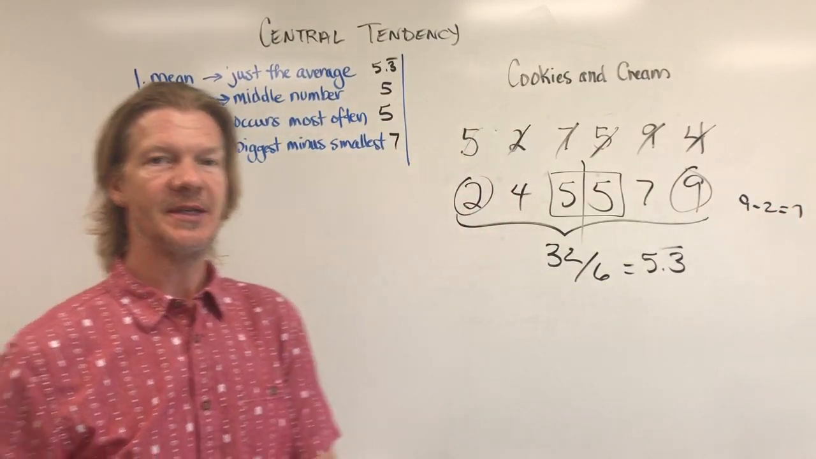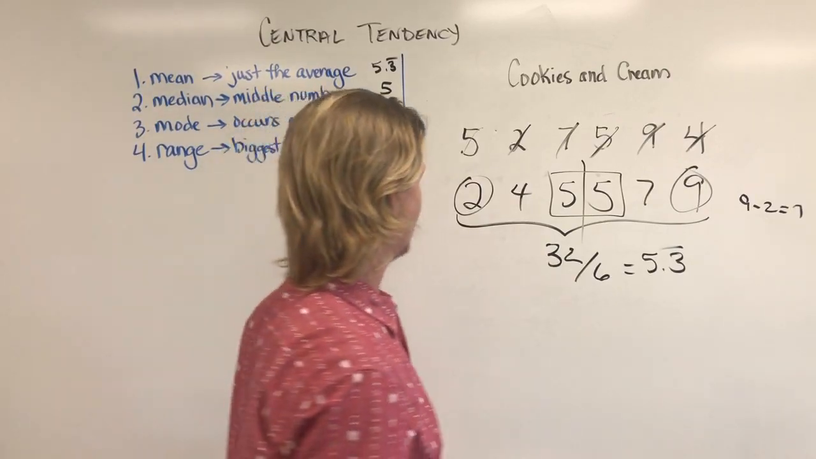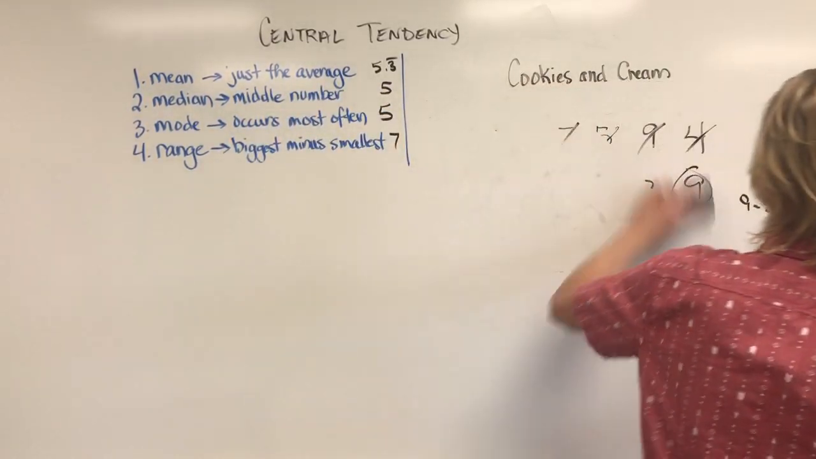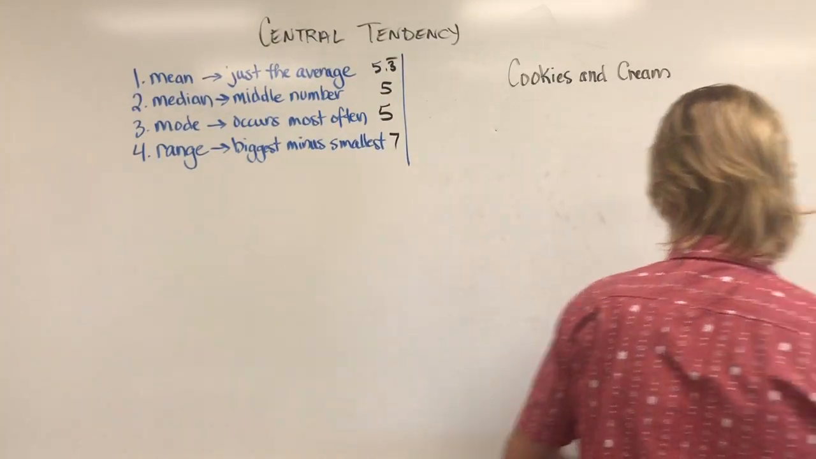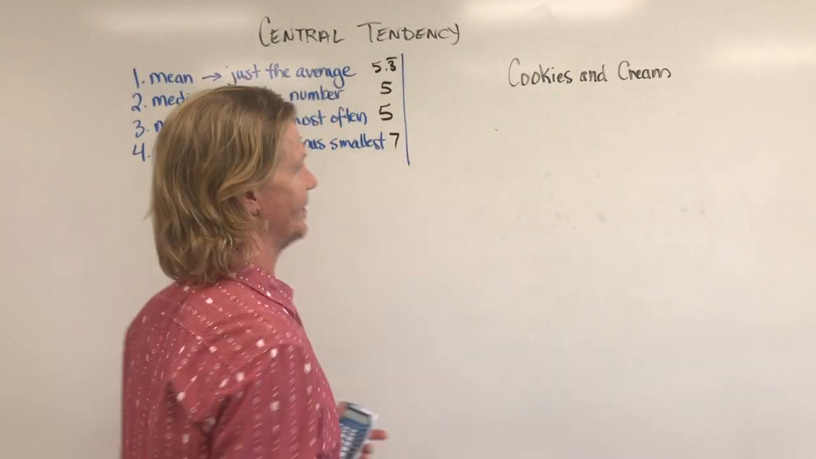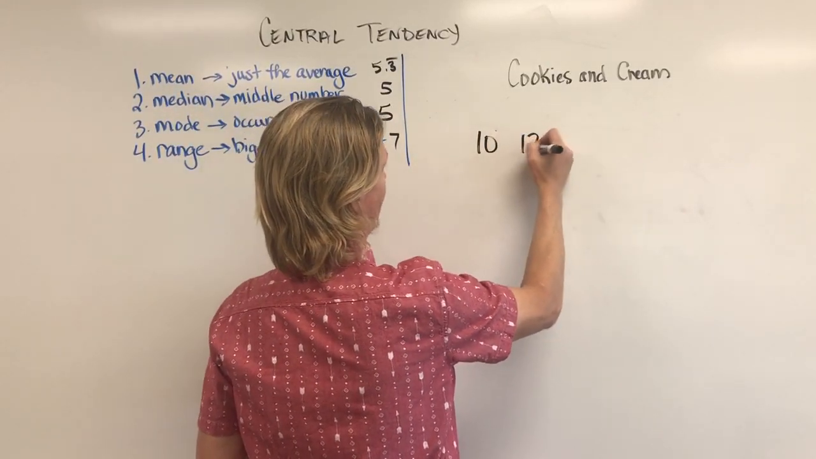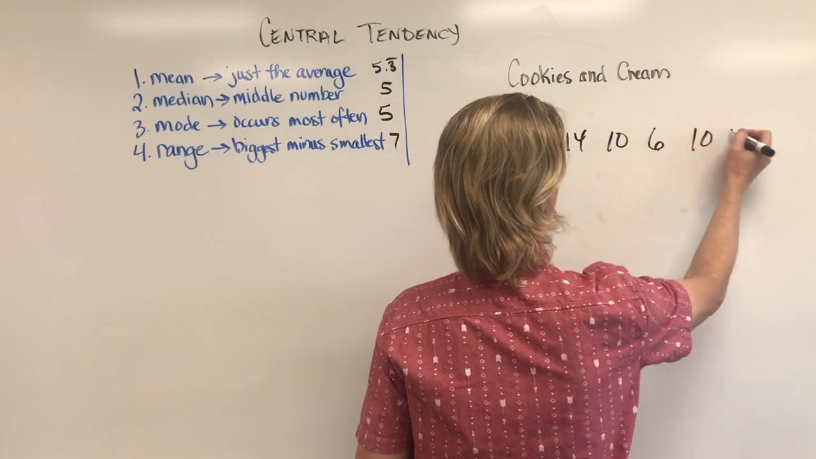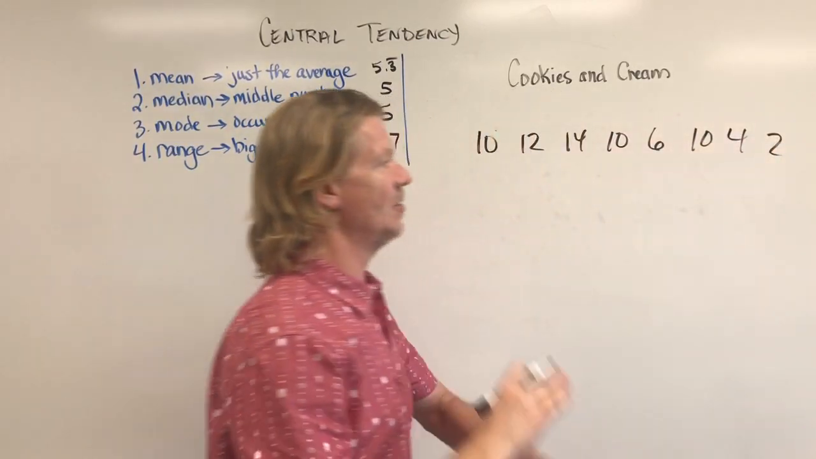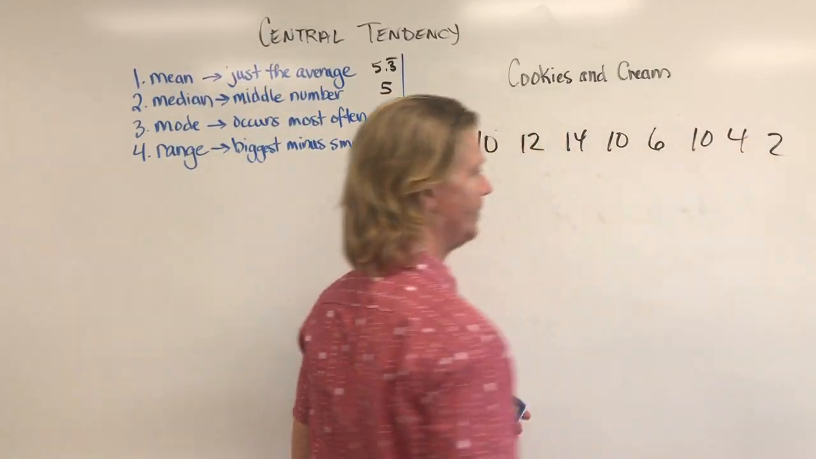That's it. There's nothing more to this. You can do this with every set of data. We could just make up random numbers. And it's just better to have numbers with some meaning, because we can relate better to them. But if you just had a random set of numbers, I don't know, 10, 12, 14, 10, 6, 10, 4, 2, whatever. I have no idea what those numbers are. There's 1, 2, 3, 4, 5, 6, 7, 8 of them, okay?